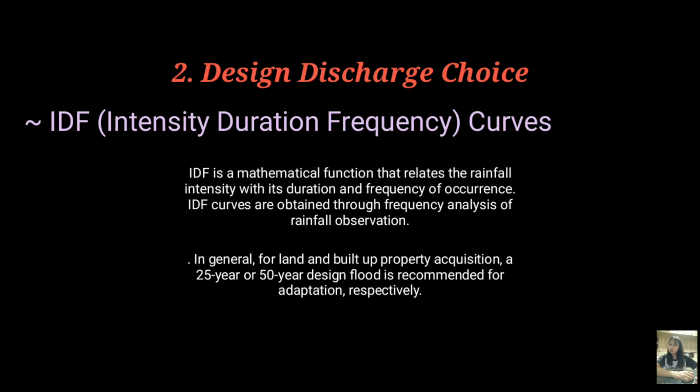IDF curves are also used for checking the extent of upstream submergence, which depends on prevailing local conditions such as the type of property and the effects of the submergence for very important water structures like powerhouses and mines. SPF or PMF levels are helpful to determine submergence effects. In general, for land and built-up property acquisition, a 25 year or 50 year design flood is recommended for adaptation, respectively.